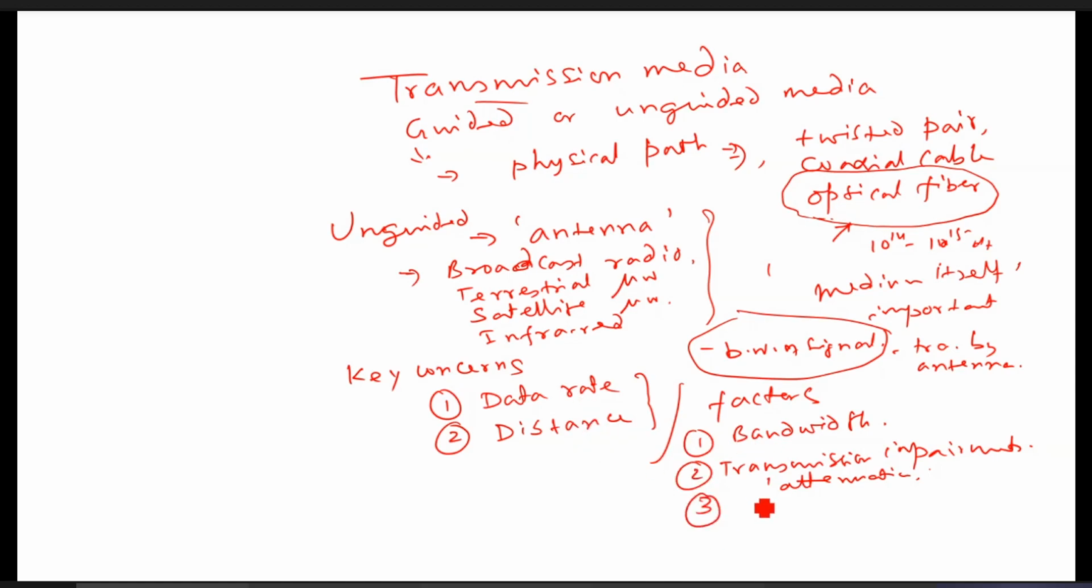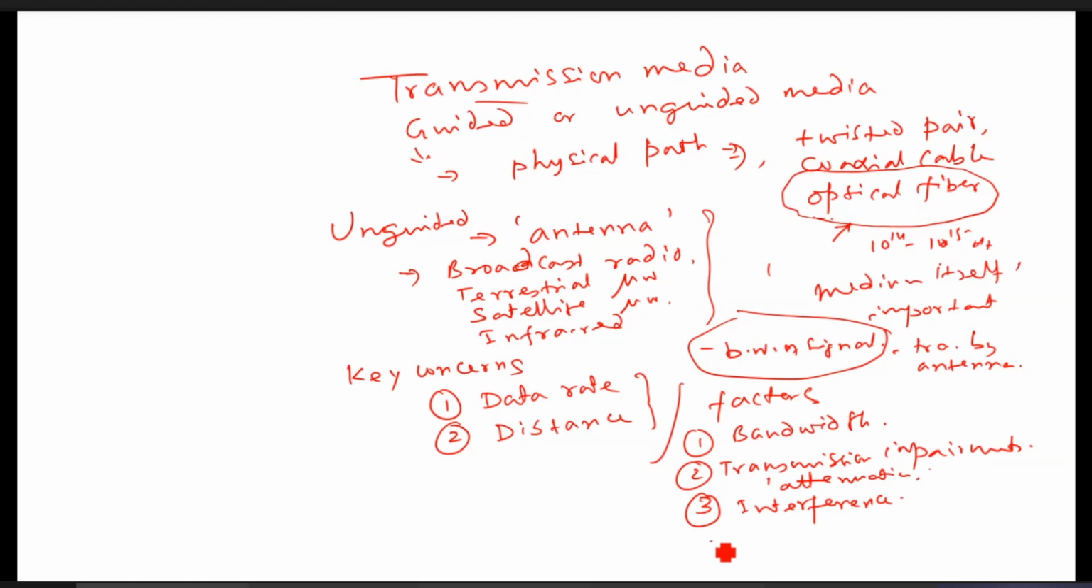Number three is the interference. It is important in the case of unguided transmissions, but it can also be a problem in guided transmissions. If you consider twisted pairs, there can be signal coupling from one to the other. Interference is nothing but coupling from one channel to other channels, and that is critical in the case of unguided transmissions.